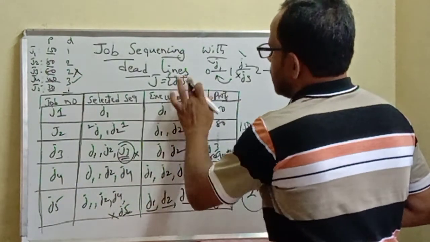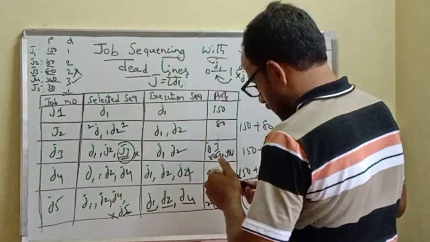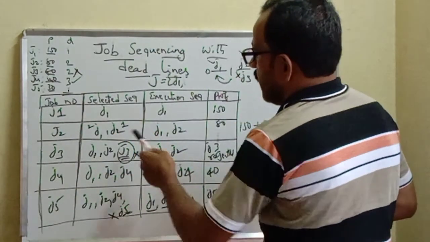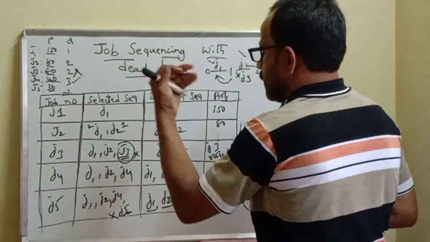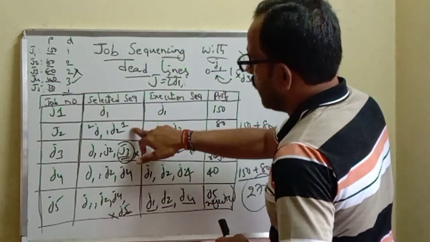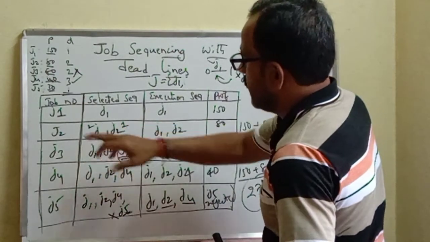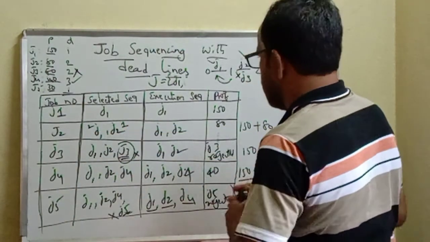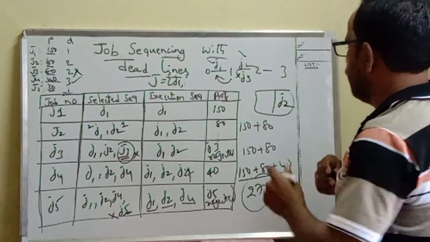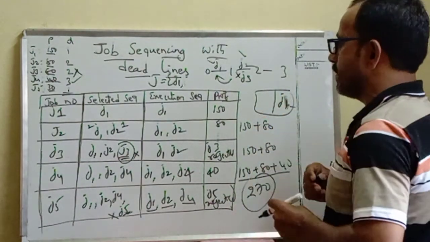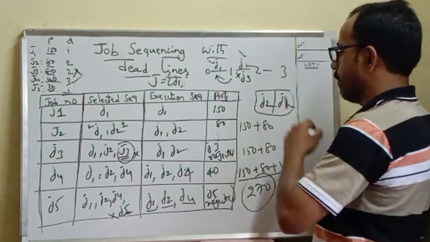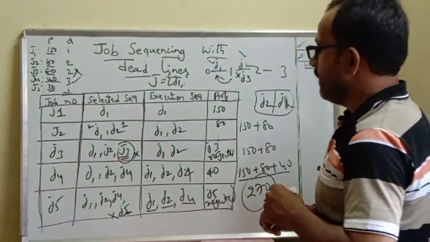But after selecting J2, what is J2's time slot? J2's time slot is 1 unit and J1's is 2 units. If only one job is there, I can execute it at the first slot or the second slot. But after selecting J2, which requires deadline 1 unit, and J1, which requires deadline 2 units, I can execute J1 at the second time slot, but J2's required deadline is 1 unit. Then I can execute J2 here and J1 here. So the execution sequence has now changed.